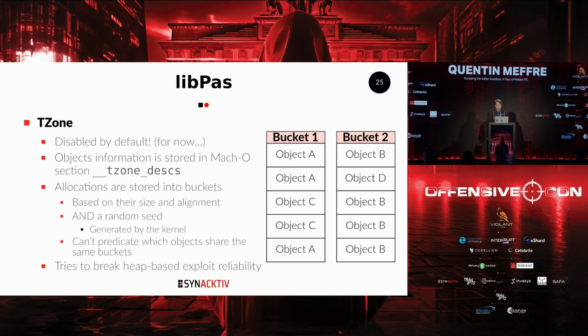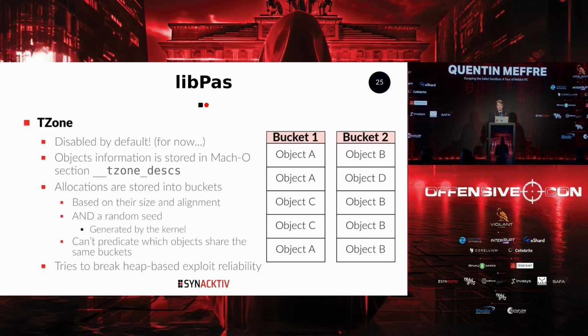But recently, the developers implemented a new feature called T-zone, which today is disabled by default. T-zone is a new security protection related to the allocator. When T-zone is enabled, the information of each allocated object is stored into a macho section named T-zone desks. And when the process starts, it will store each object type into some buckets based on their size, alignment, and a random seed generated by the kernel.